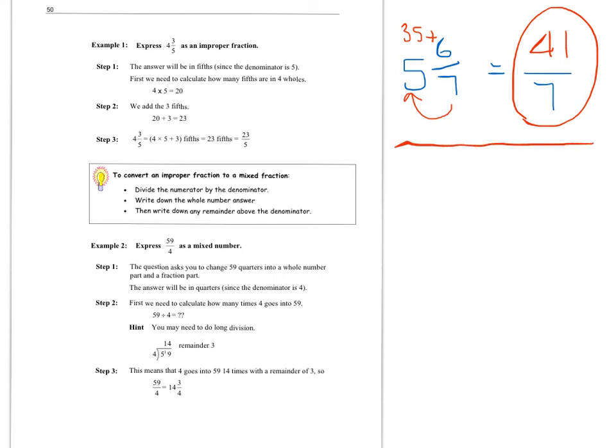Now what if you needed to convert an improper fraction back to a mixed number? So the example they've given us here is 59 over 4. That's the improper fraction. We want to make it into a mixed number. Well, it actually means 59 divided by 4. So that's what you need to do.